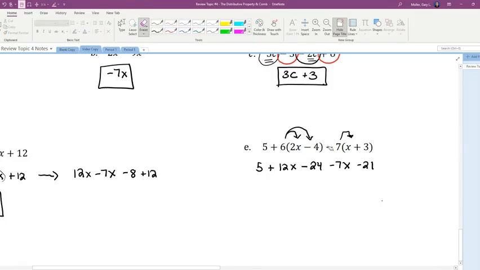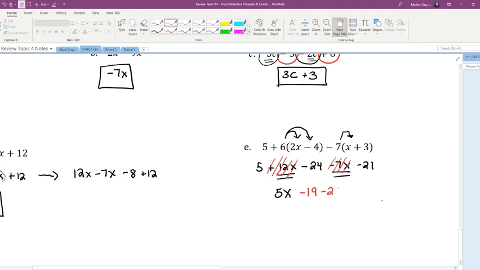Now our job is simply to combine like terms. I generally like to do my variables first, but it doesn't really matter. So I see I have a positive 12x and a minus 7x. So positive 12 minus 7 is 5x. So that's taken care of. Now I just need to focus my attention on what's left. 5 minus 24 is negative 19. So I'll just do this in 2 steps. So that makes negative 19.